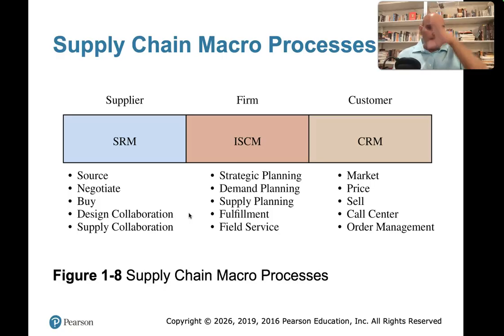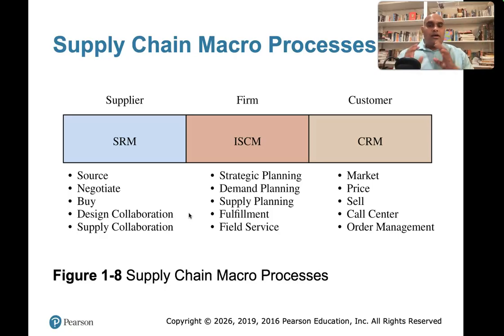When you look at supplier relationship management, when you talk to your supplier, you are talking about what you can source, you're negotiating with them, you're buying stuff from them, and maybe doing some design collaboration because you want a specific type of item and so on. So that is all part of supplier relationship management. With your customer, you're looking at what kind of markets you have, what price you are going to set, what you're going to sell, then post-sale items. Maybe you're looking at service, so call center management, some order management, and all of that. All of that is part of customer relationship management.